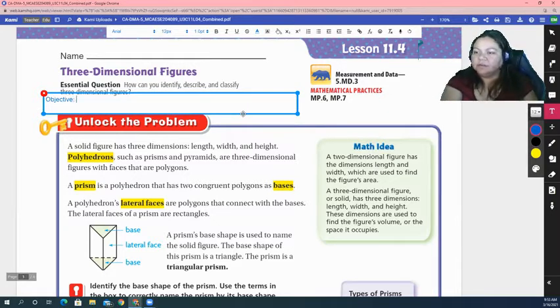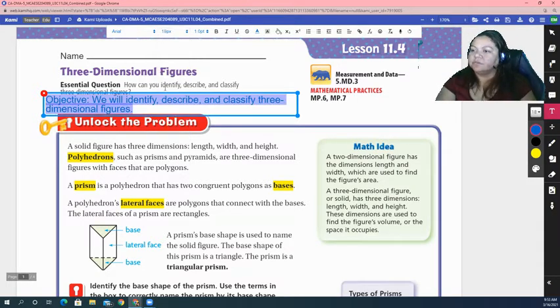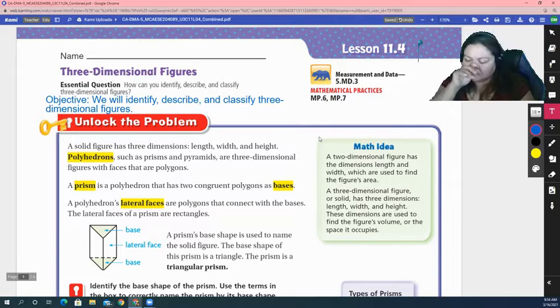Objective. The objective of this lesson is we will identify, describe, and classify three-dimensional figures. Okay, three-dimensional figures. And so let's look at this math idea.